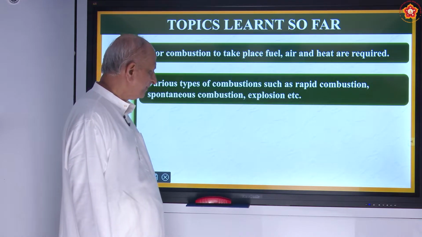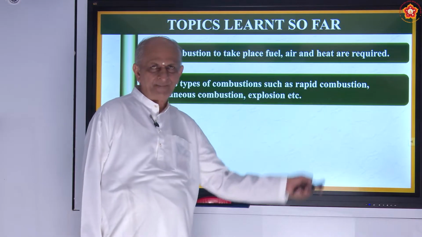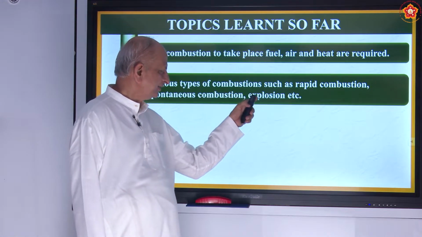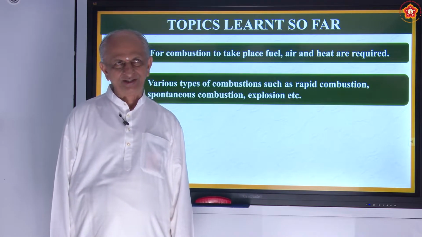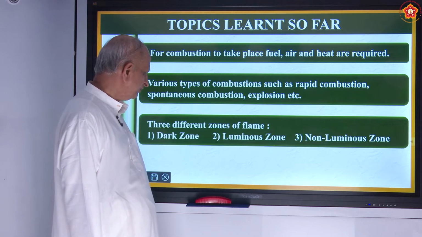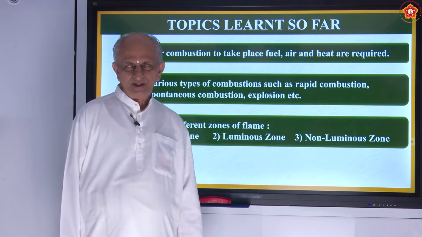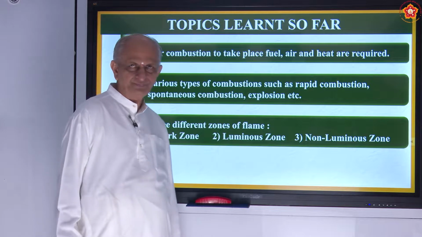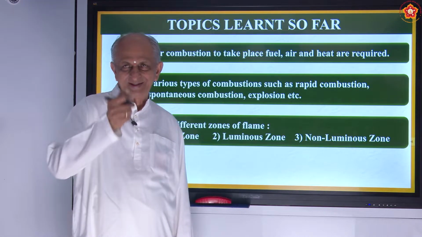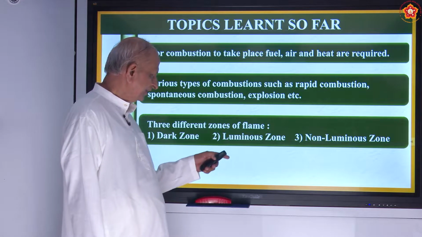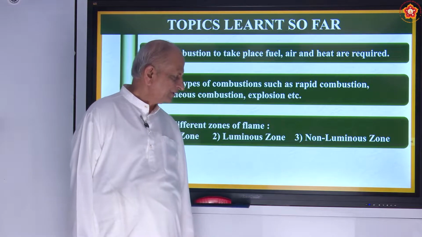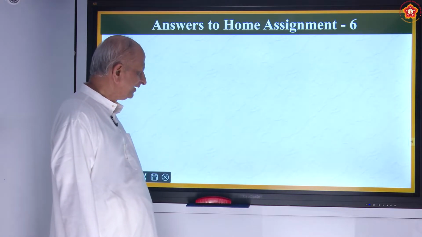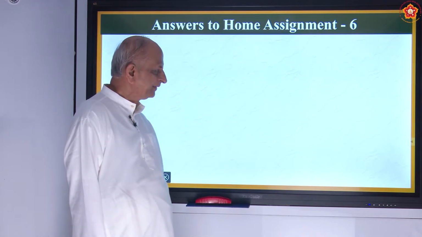There are three kinds of combustion. One is called rapid combustion, another is spontaneous combustion, and the third is explosion. These are the three kinds which you have studied in the previous class. Also, we have seen that in a flame there are three zones. One is called the dark zone, where the wick, which will be black in color, is. Another is called the luminous zone, and the last one is called the non-luminous zone. Those are the three zones present, and let us see the home assignments now.